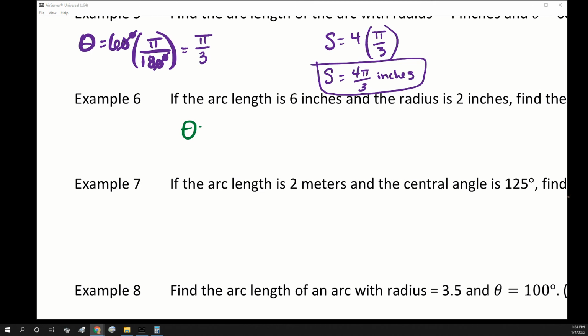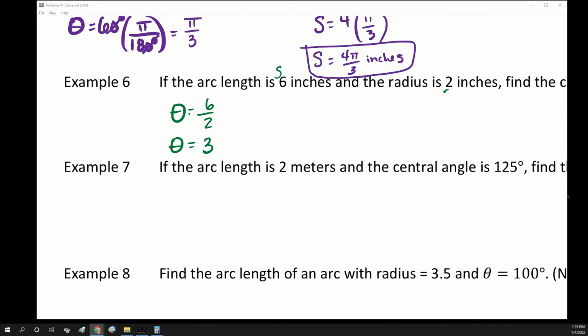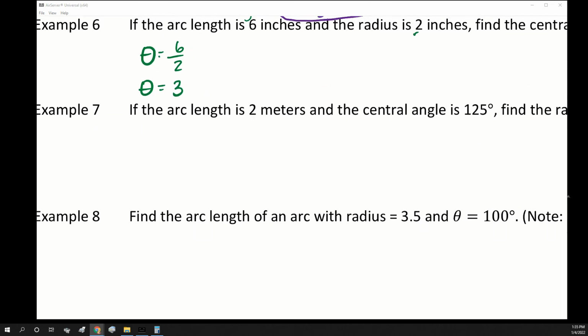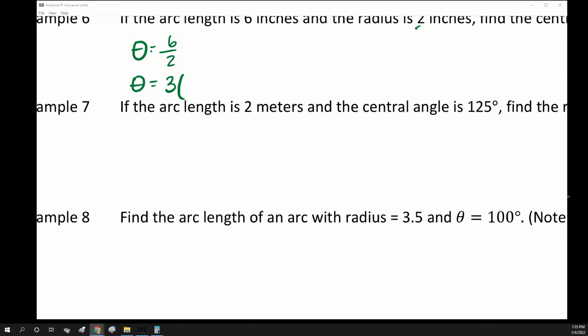So theta, the arc length is S, the radius is R, obviously. So it's going to be 6 divided by 2, which is going to be 3. Now, is that 3 degrees? Because it told us to give it in degrees. It isn't. It's 3 radians. Now, radians doesn't have a unit. So if you're finding an angle and you finish it and there's no unit, it's definitely radians. For it to be degrees, you have to see the degrees. And so all we have to do now is change 3 radians to degrees.